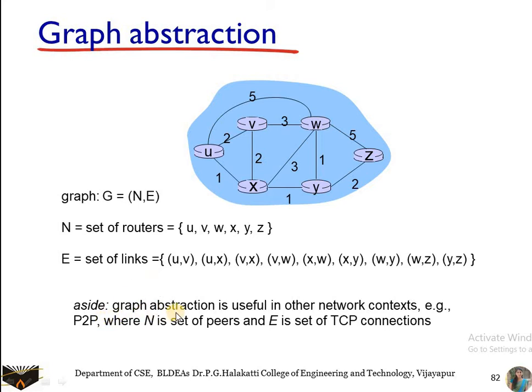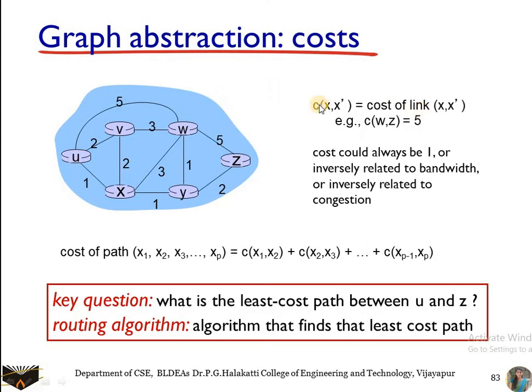Aside from this, graph abstraction is useful in other network contexts. For example, in peer-to-peer, where N is a set of peers and E is the set of TCP connections that need to be established. You can see here c(x, x'), which is the cost of the link from x to x'. For example, the cost from W to Z. In this diagram, what is the cost from W to Z? W to Z is represented as 5.